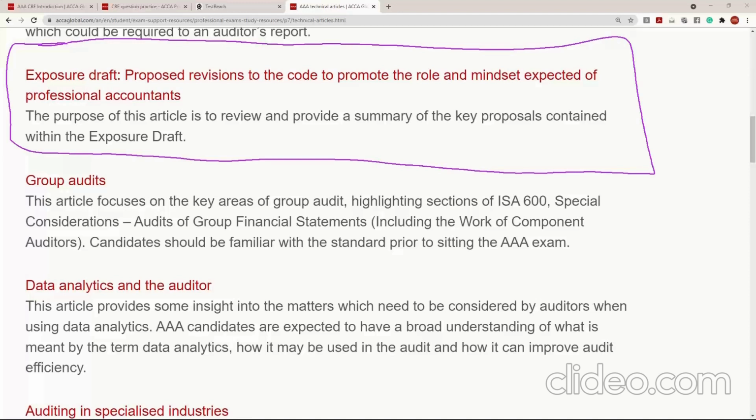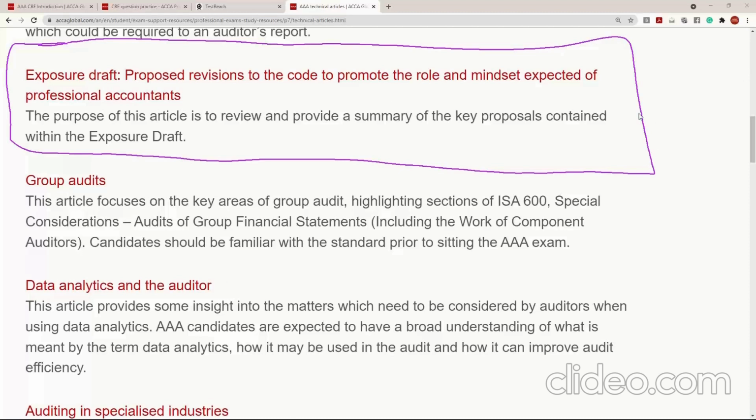Right. So let's start the journey on the exposure draft and looking at the proposed revision to the code to promote the role and mindset of the professional accountant. So please download this article. This has already been provided to you in the handout section of the webinar. You can download it from the handout section, right? So that is already with you.